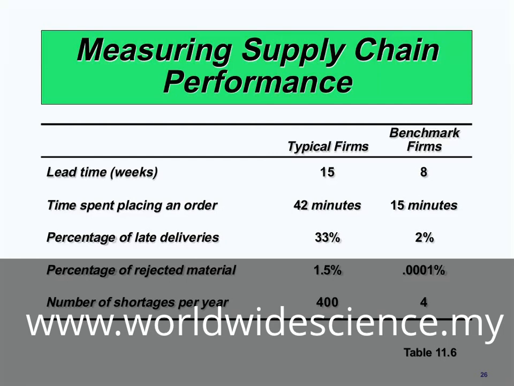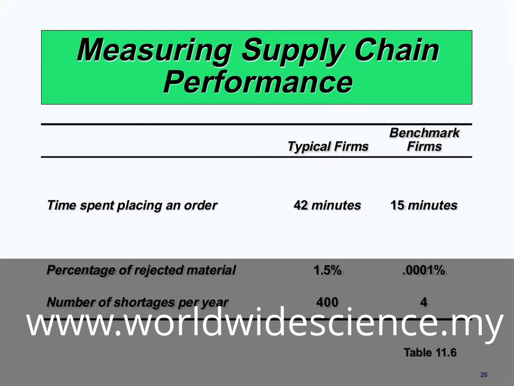Number of shortages per year. The number of shortages in inventory in a store for typical firms is 400, while in benchmark firms, this number is only 4. It means that for the typical firm, the normal firm, the number of shortages per year is 100 times more than benchmark firms.